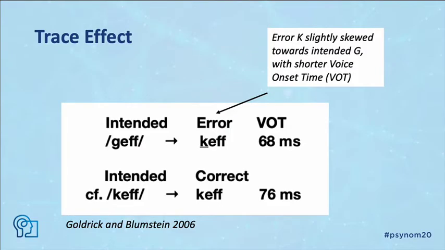We investigated trace effects in speech errors. Trace effects are phonetic distortions where the error sound is slightly skewed towards the intended sound. In this example, the K sound in the error word, with a shorter voice onset time, is pulled in the direction of the G sound.